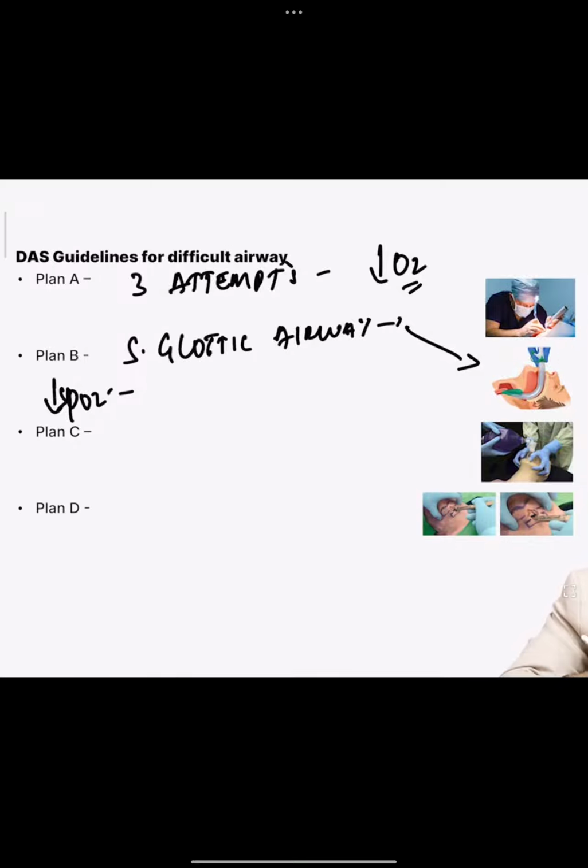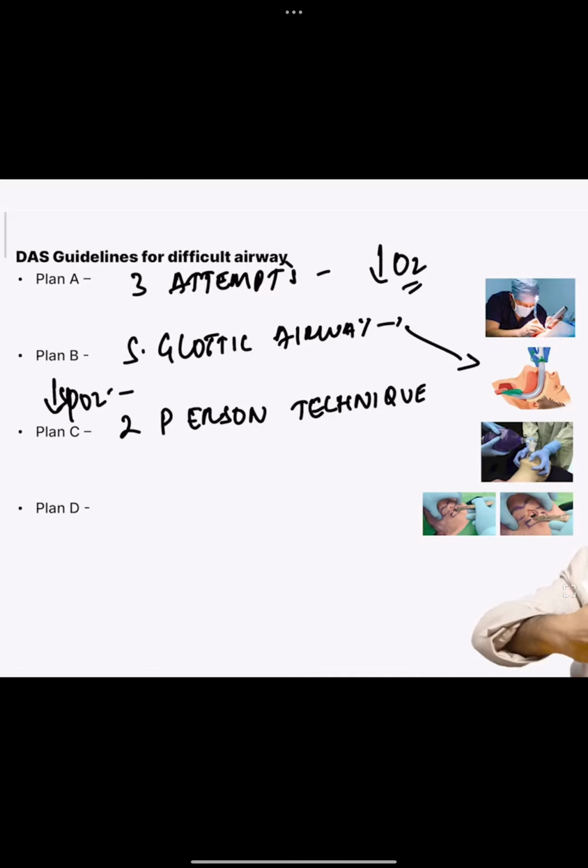What will you do? You go for plan C. Plan C is what? 2-person technique of ventilation. What is 2-person technique of ventilation, guys? Remember, in 2-person technique of ventilation, one person will be holding the mask very tightly, the other person will be holding the bag and pushing the air. So that is 2-person technique of ventilation. Okay, that is plan C.